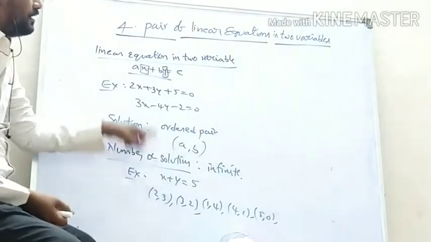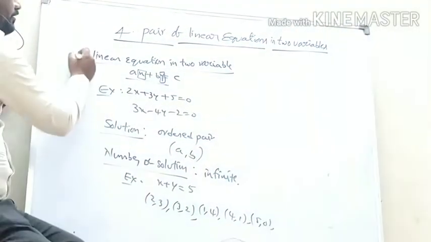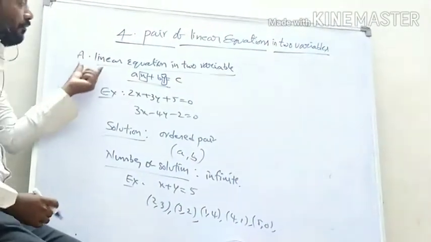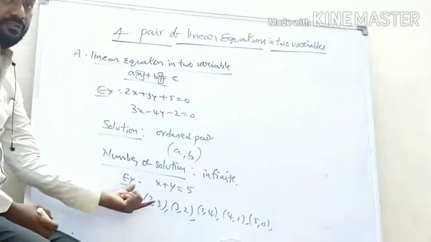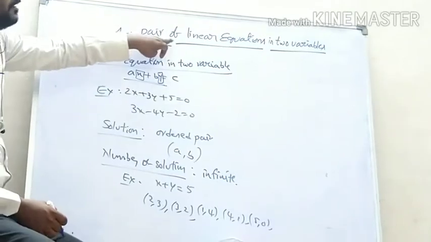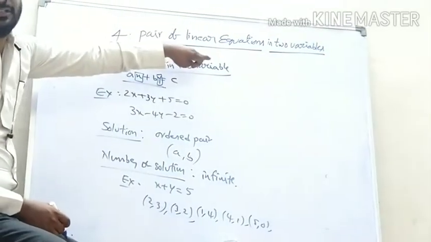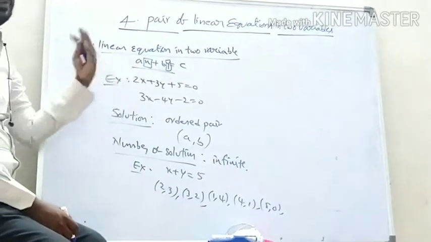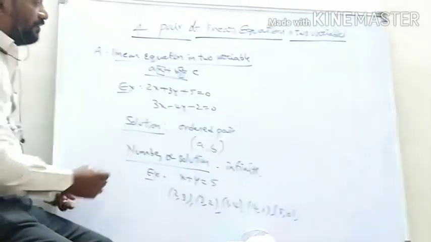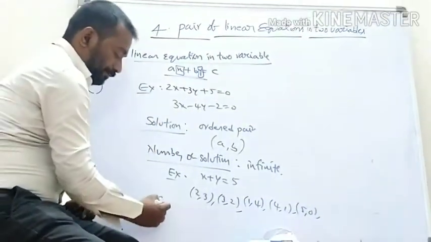That's why a single linear equation has infinite solutions. But our chapter is pair of linear equations. Pair means two linear equations. If you take two linear equations, how many solutions do you have? And what is the graph of a linear equation in two variables?